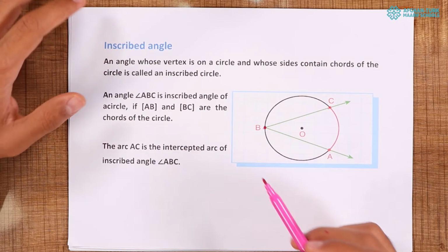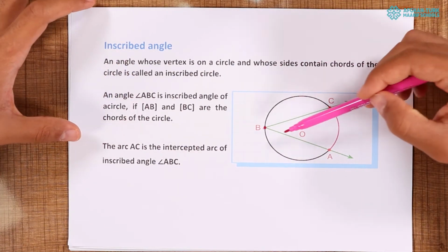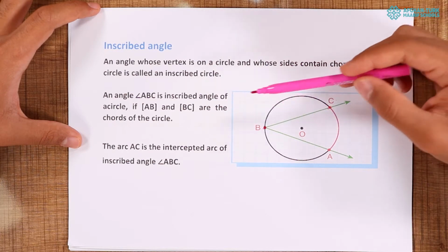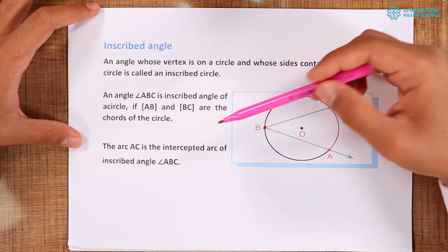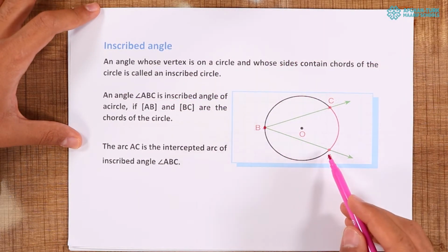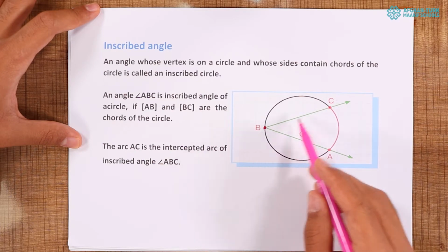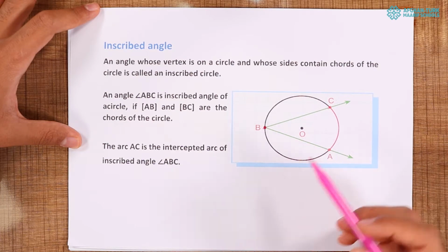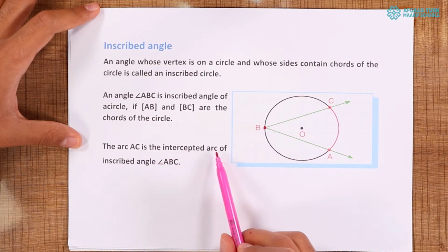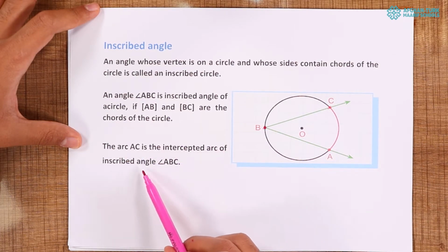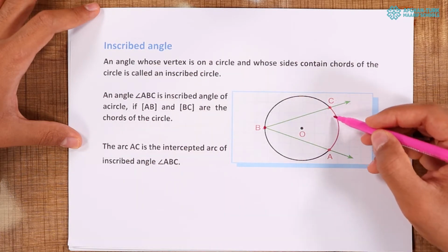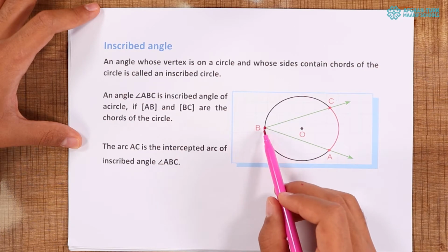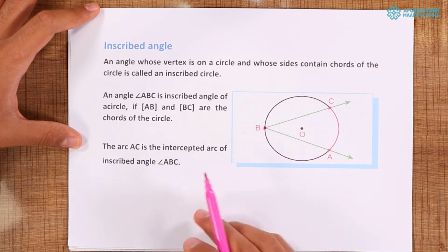An angle ABC is an inscribed angle of a circle if AB and BC are chords of the circle. If AB and BC are chords, then ABC is called an inscribed angle. The arc AC is the intercepted arc of the inscribed angle ABC. This arc is the intercepted arc of inscribed angle ABC.